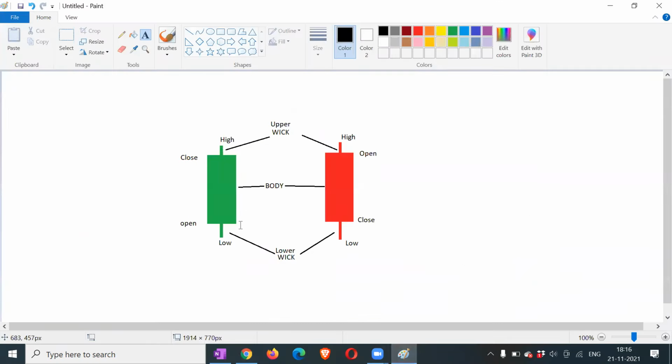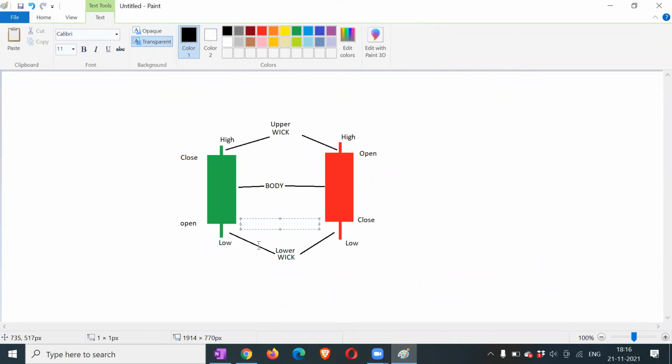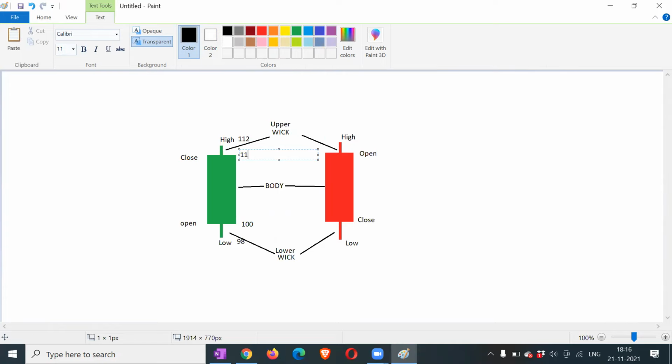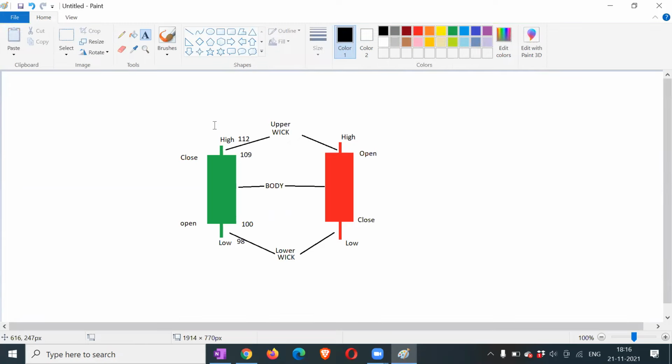So simple concept, if you really apply the same here. Let's say open is at 100 for this green candle, low is at 98, and high it went till 112. It closed at 109. So this is how a candle is formed. Same is the scenario we have seen, and same goes with red candle.